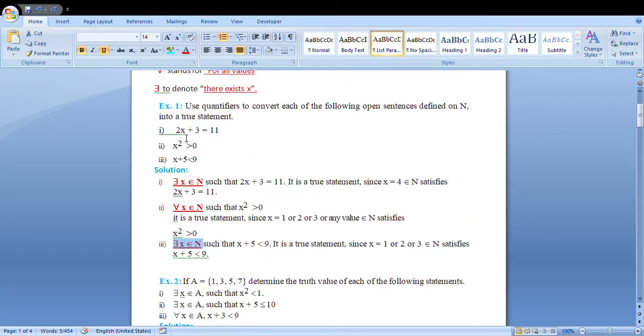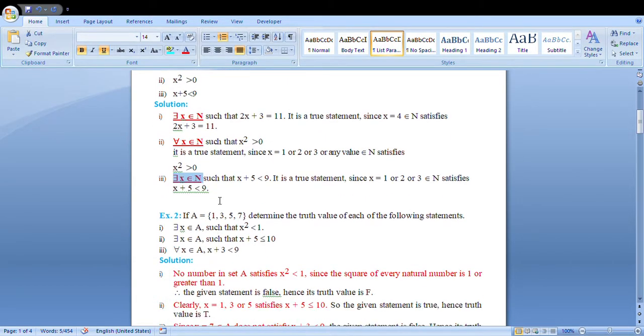Earlier, the statement was given to you and you had to use quantifiers. Now the quantifier is given to you, you have to think whether it is true or false. So let us consider a set A. It contains 1, 3, 5, 7. Determine the truth value of the following. Number 1. There exists x belongs to A such that x square is less than 1. That means if a single element satisfies the statement, then it is true.